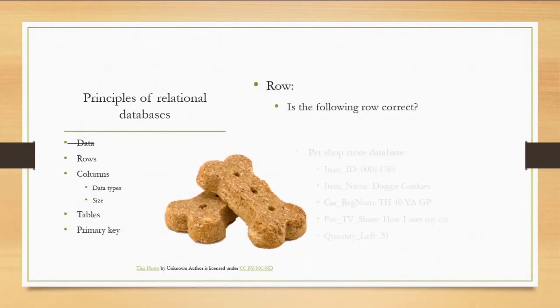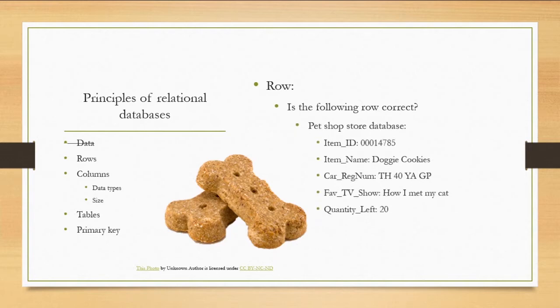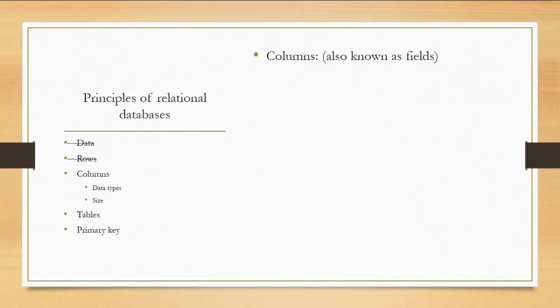Let's look at another example. Is the following row correct? A pet store database that has item ID, item name, car registration number, favorite TV show, and quantity left. Are all these items in the row related to each other? No, they're not.